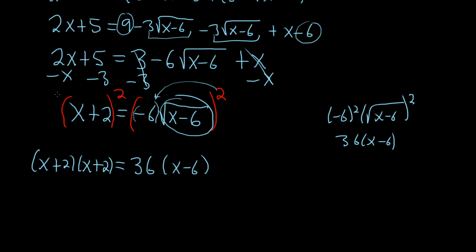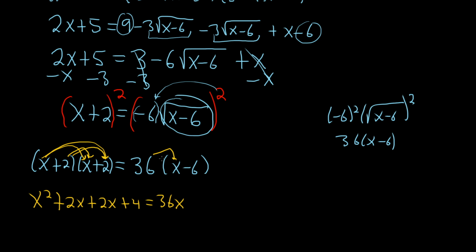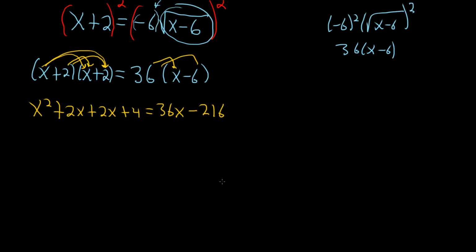All right, let's distribute stuff. x times x is x squared, and x times 2 is 2x. Then 2 times x is 2x, and 2 times 2 is 4. Did that kind of fast, foiling. And then here we distribute: 36 times x is 36x. And I think 36 times 6 is 216, but let me just quadruple check. I'm like 99% sure. Yep, 216. Just didn't want to mess up this far into the video. So let's combine like terms.